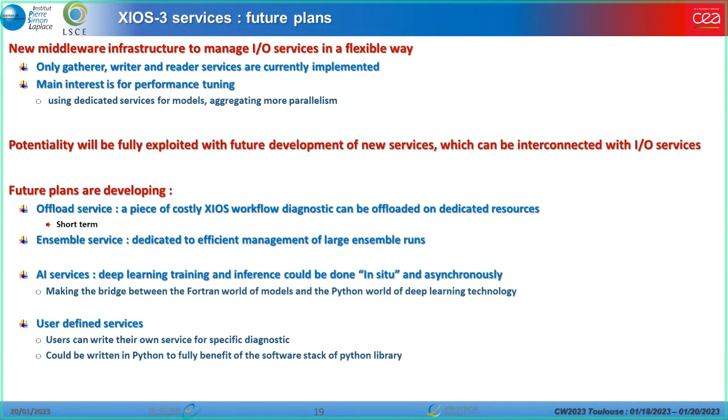That means we are planning to develop offload services, to offload directly a piece of XIOS workload that is costly or dedicated resource. Ensemble services to manage efficiently large ensemble runs. AI services to make deep learning and inference in situ. And also we want to give users the ability to define their own services, for example, in Python.